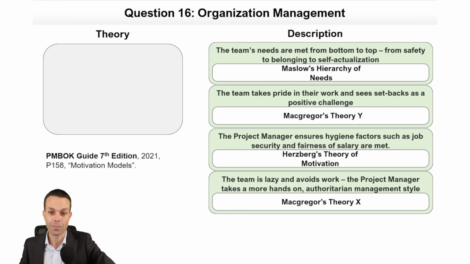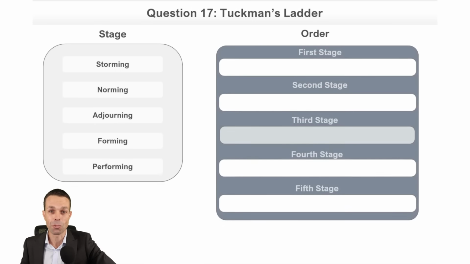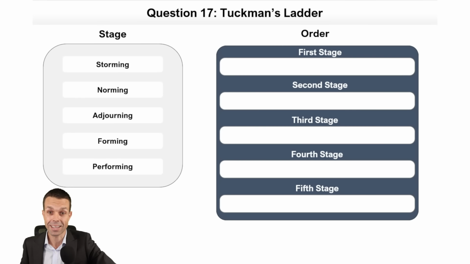So remember that, McGregor's Theory X and Y. That's under motivational models on page 158 in the PMBOK Guide 7th edition. And we're getting through this bunch of questions, nearly there.